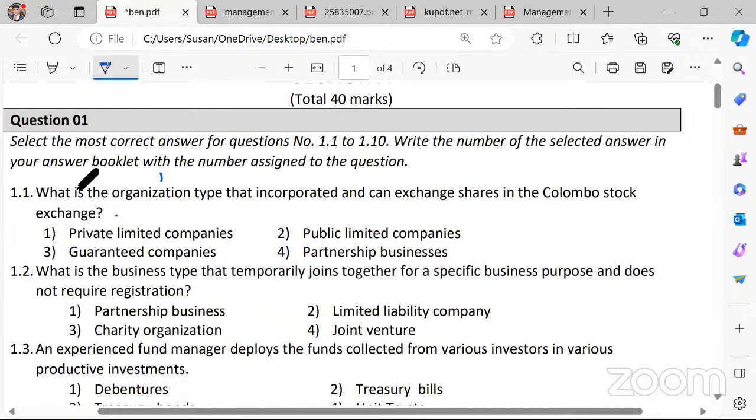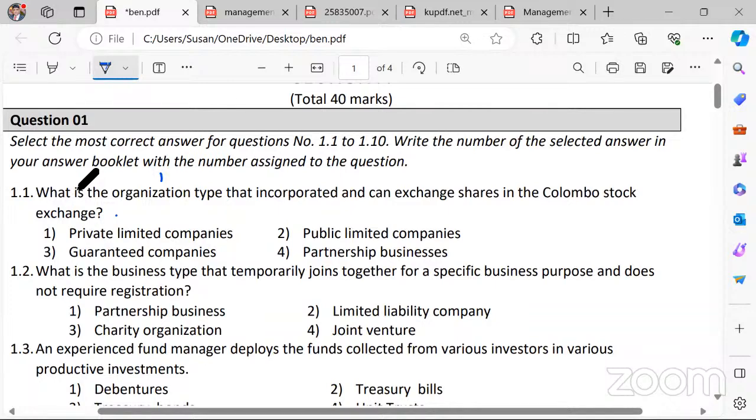Okay. The first question is for the first learning outcome in your syllabus. What is the organization type that is incorporated and can exchange shares in the Colombo Stock Exchange? Normally, children, we have discussed this in 2 lessons.